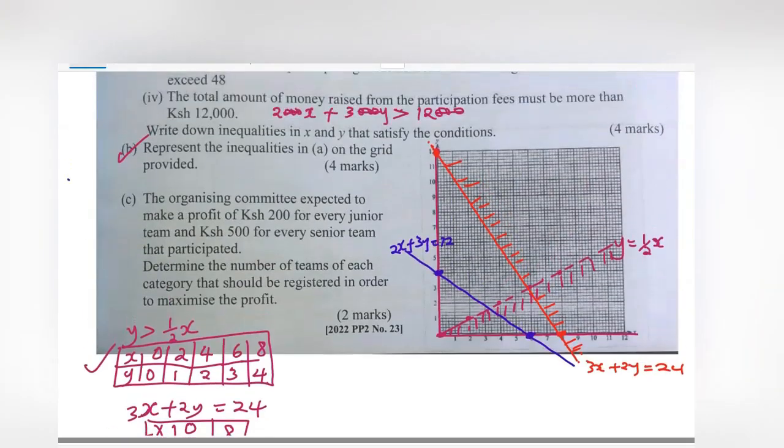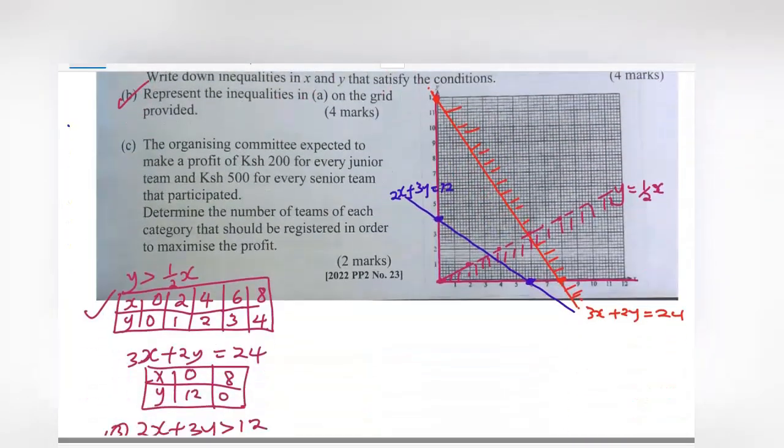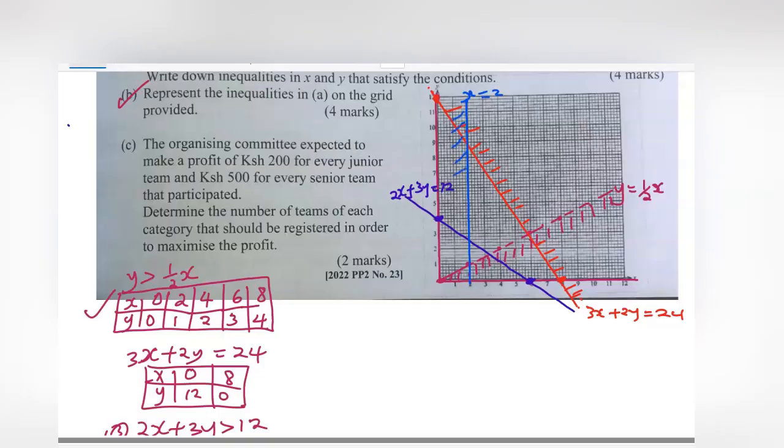So the last one is where we are going to have x is greater or equal to 2. So you go to where we have 2, you draw a line straight away like this. Then this is where x is equal to 2. We shade behind the line, and at this point we are going to have the required region at this particular point here.